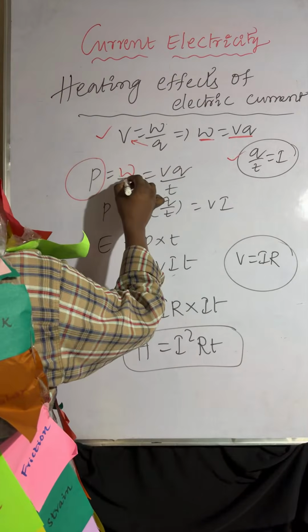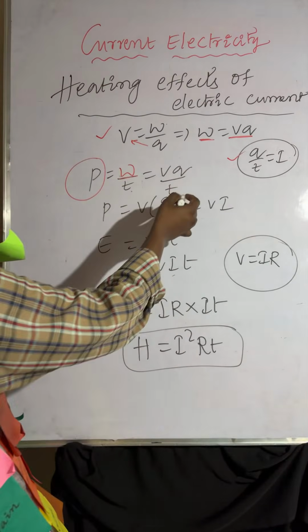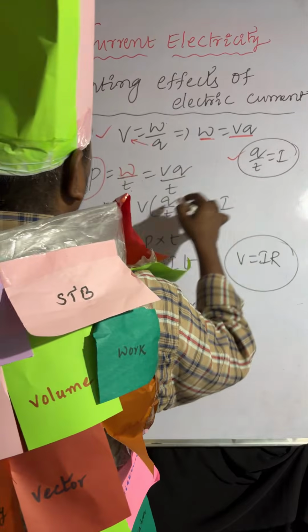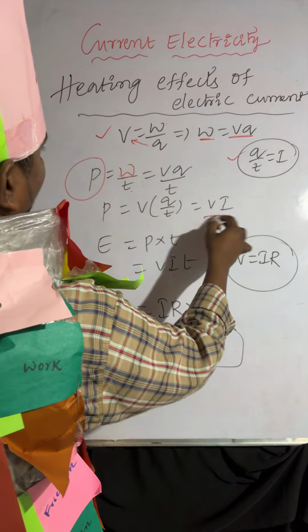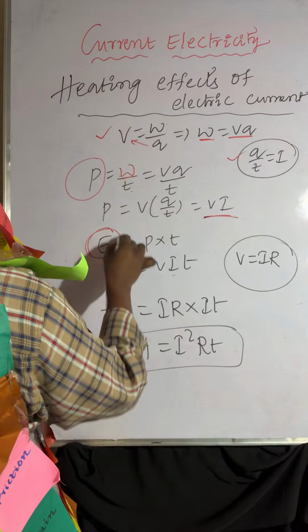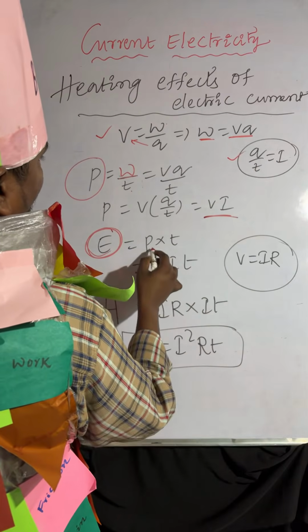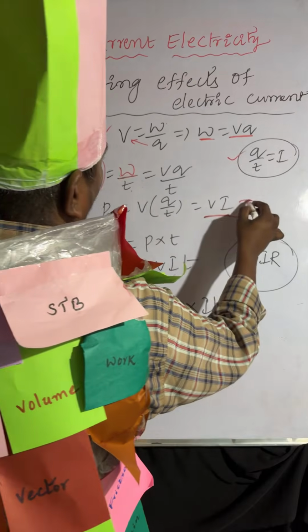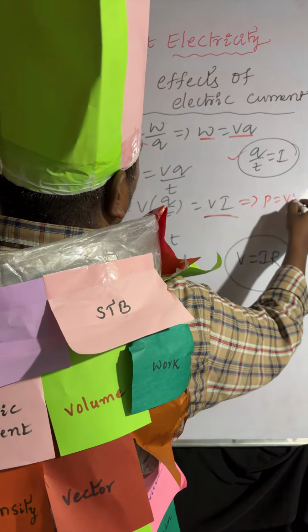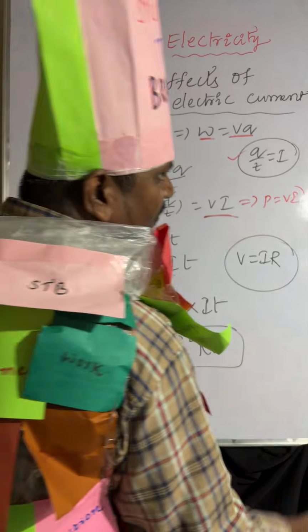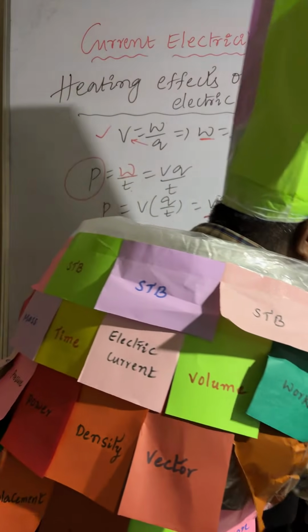So you can see W by T is VQ by T. We know Q by T is current, right? So P equal to VI. Now, what is the energy given to the conductor? That is nothing but P into T. We know P equal to VI.